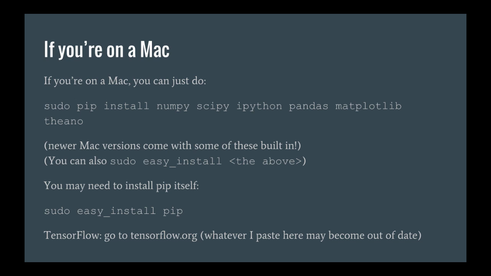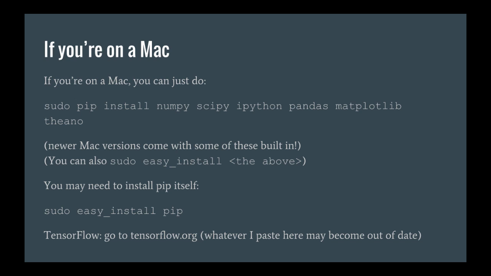Note that if you're on a Mac, this probably isn't necessary. You can just install Numpy, Scipy, Pandas, Matplotlib, Theano, and TensorFlow using easy installer pip. Sometimes this stuff can fail depending on the many combinations of versions of each thing that are possible, but usually just Googling your error message will lead you to the right solution on Stack Overflow. If you're on a Mac, you can just do sudo pip install Numpy, Scipy, IPython, Pandas, Matplotlib, and Theano. Alternatively, you can use easy install, which might have a more recent version. You may need to use easy install to install pip itself, which is just sudo easy install pip.